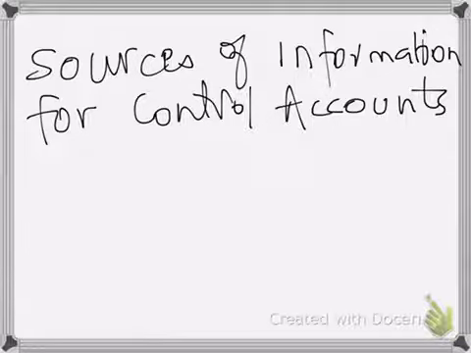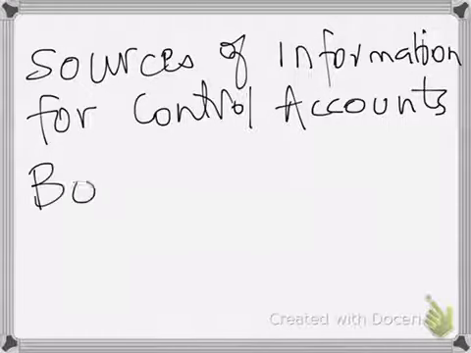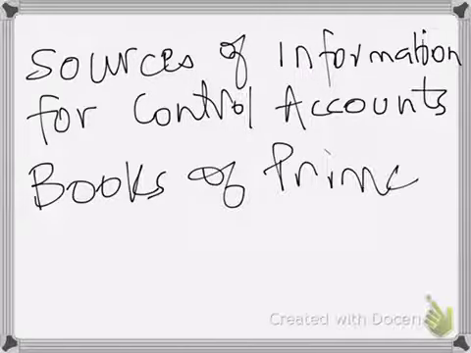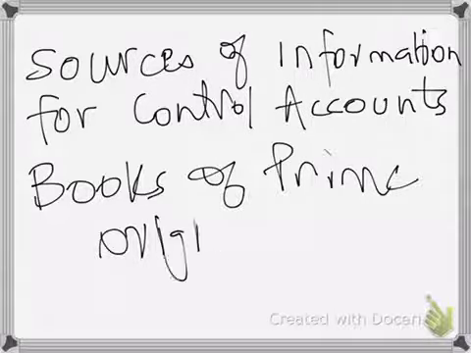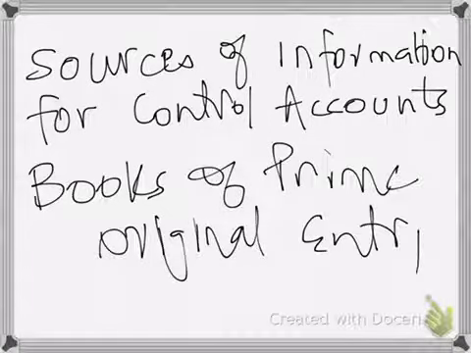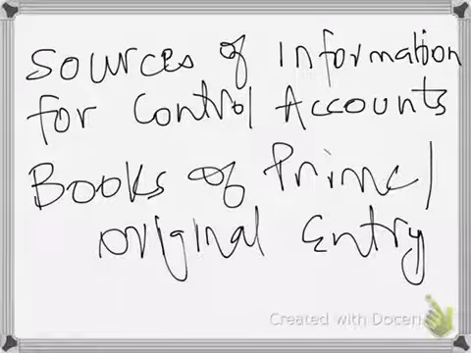Okay, so what are the sources of information for control accounts? What does that mean? Basically, if I'm making control accounts for a business, from which books will I get the information to make these control accounts? So basically the answer to this is books of prime entry or books of original entry, which is their other name. So we've already done these books, right? So these books will be used as information providers for making control accounts.